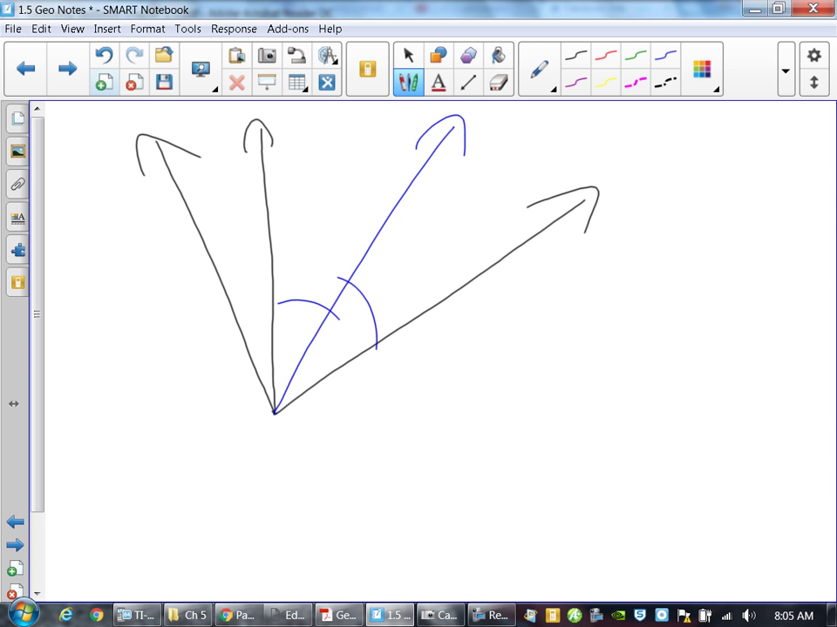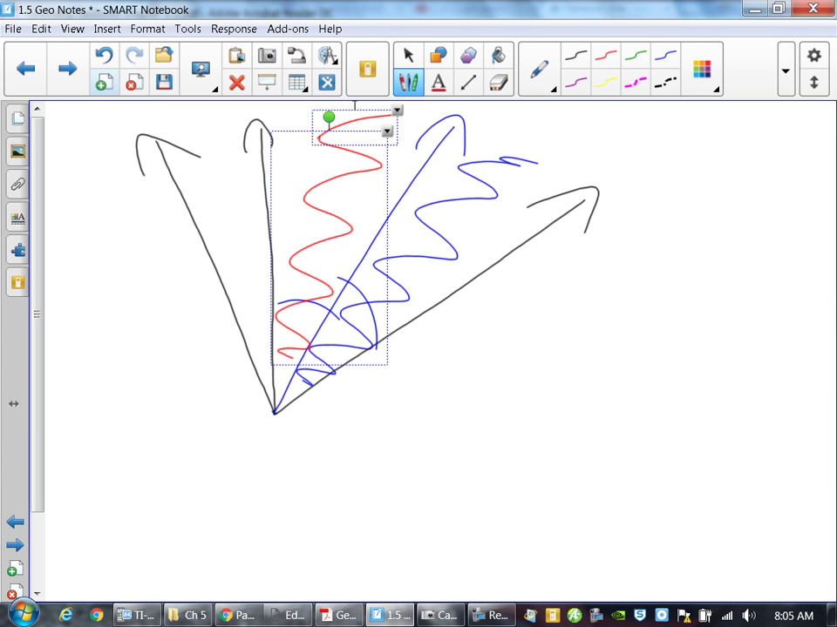Are these points in these? All these go over here. All these go over in here. Do they overlap? The red and the blue overlap? No. They have this ray in common though, and they have the same common vertex. So a bisector creates adjacent angles. It doesn't necessarily have to do that.